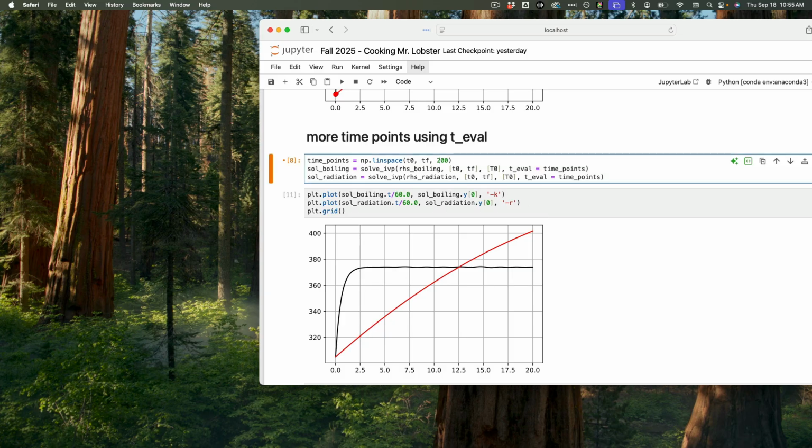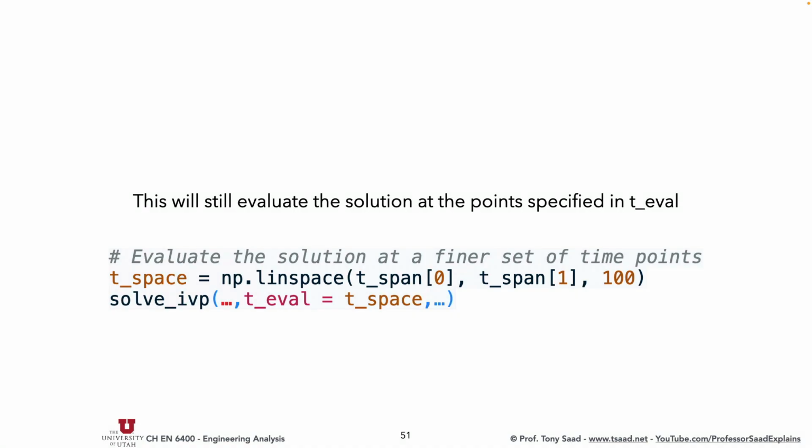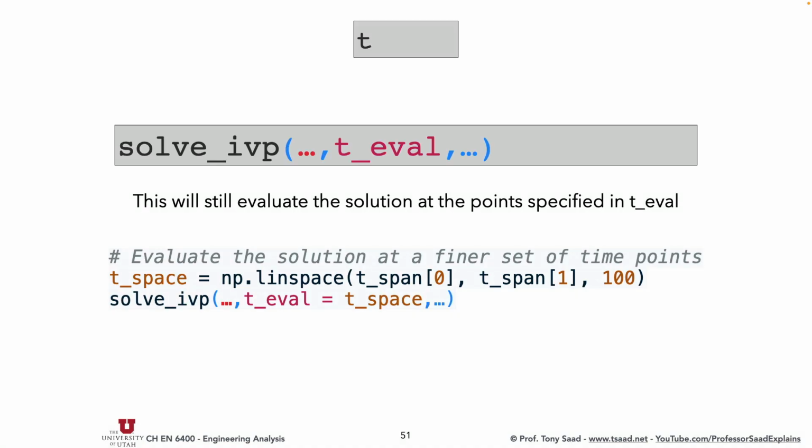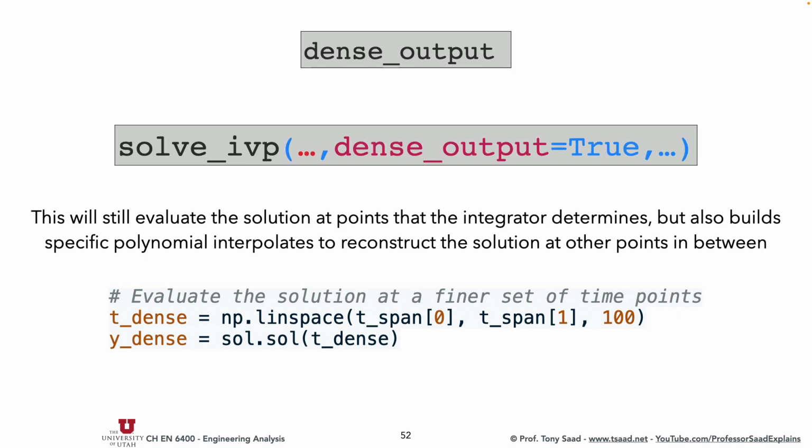You could put 200 points if you want, and you're going to get the solution. It's not going to get any smoother. Okay, so the next option. This is t-eval, one way to get more solution at more time points. The next option is called dense output. You can either use t-eval or dense output. Dense output, you just turn it on, say dense output equal true.